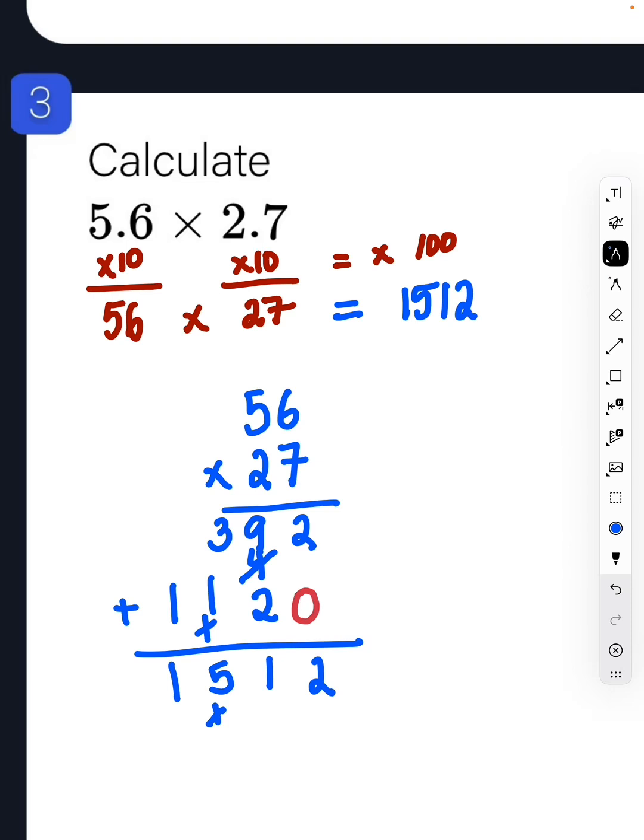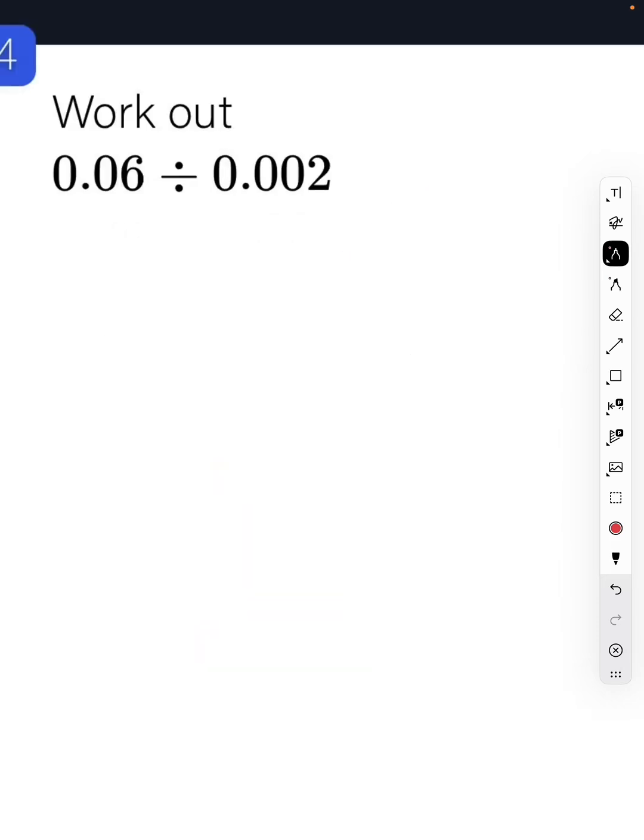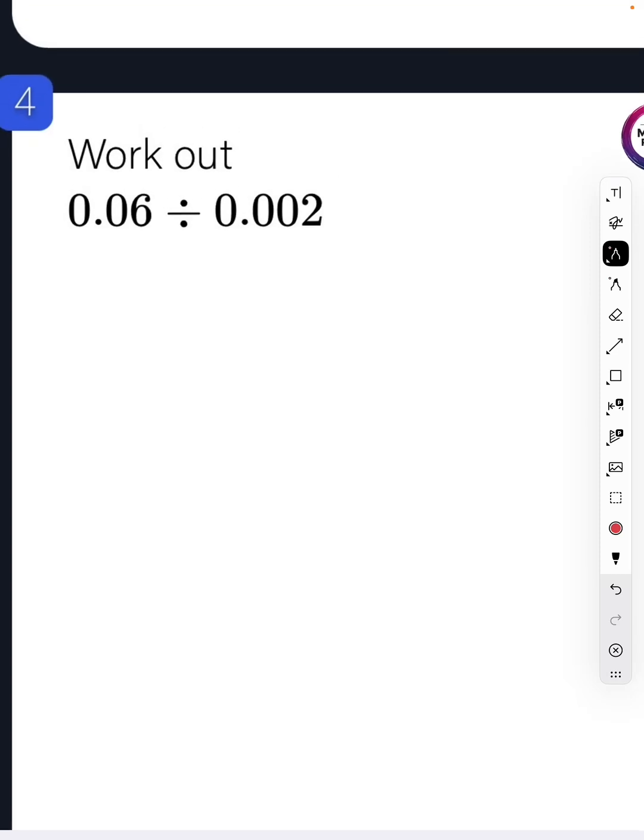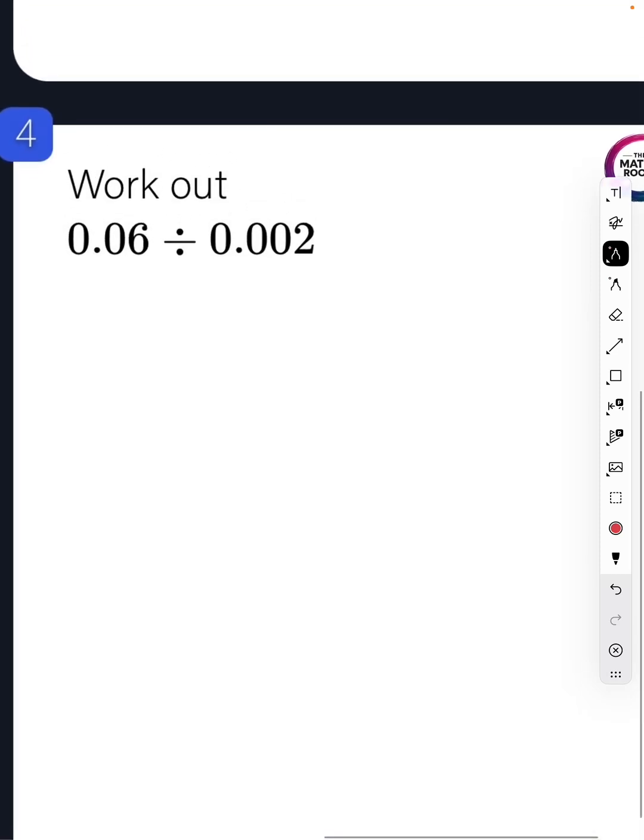But remember, this is 100 times bigger than the original value. So I need to now divide this by 100 to get my original value for 5.6 times 2.7, which will give me 15.12. So your answer for that is 15.12. Okay, let's take a look at our final question, which is question number 4, 0.06 divided by 0.002.